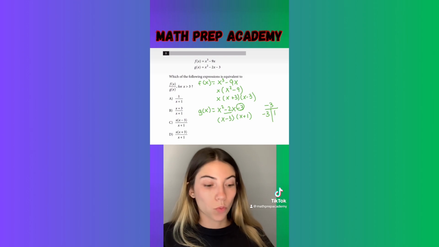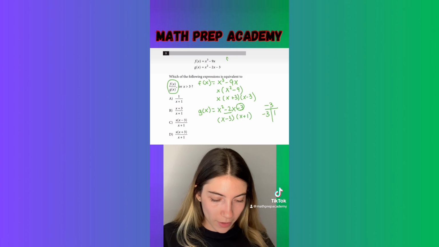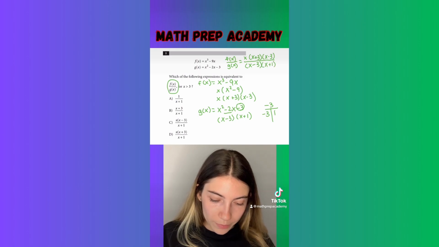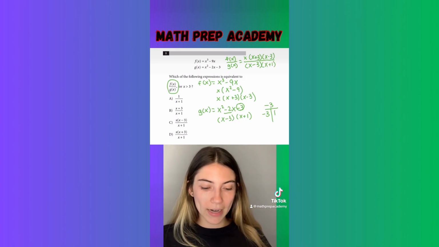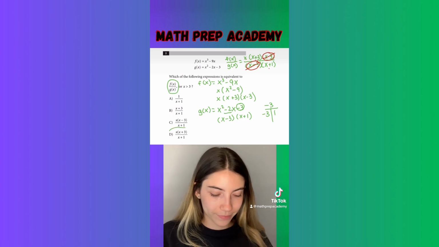Okay, so the question is, what is f of x over g of x, right? So let's divide them. If we put f of x on the top and g of x on the bottom, that gives us that f of x is x plus 3, x minus 3, and then g of x is x minus 3, x plus 1, okay? So now let's cancel out. We have an x minus 3 on the top and an x minus 3 on the bottom, so those two cancel out, and we're left with an x minus 3 on the top, x plus 1 on the bottom, and our answer is right here.